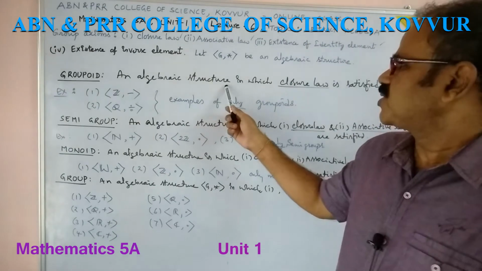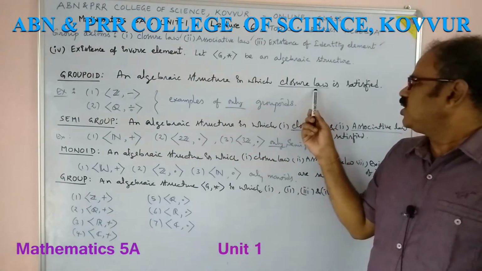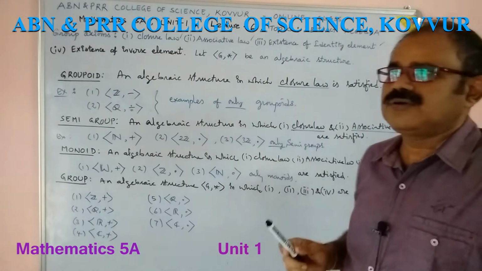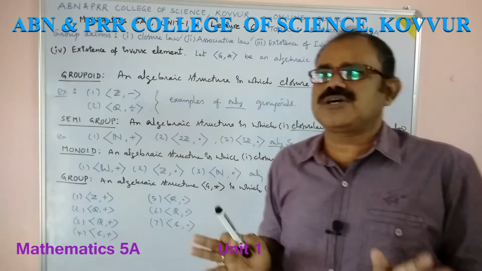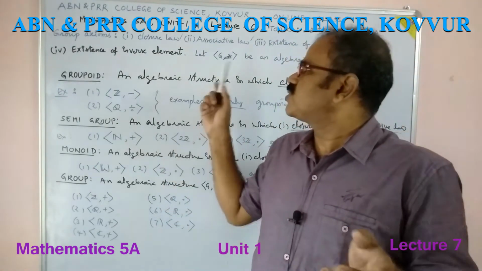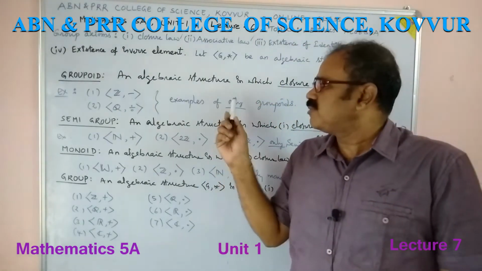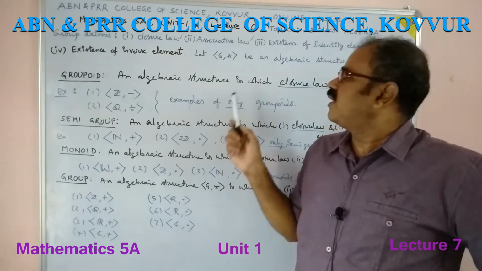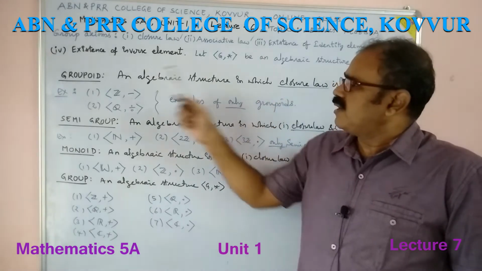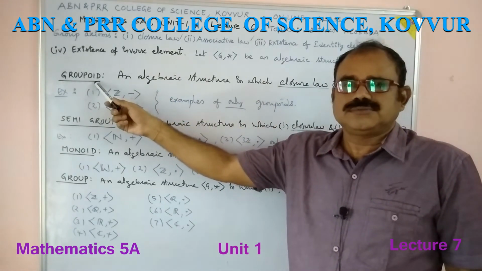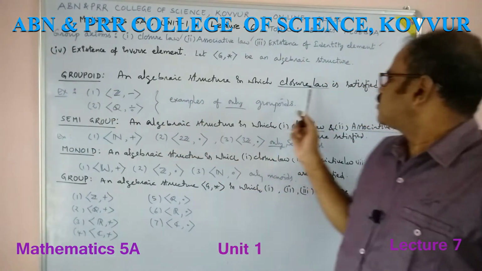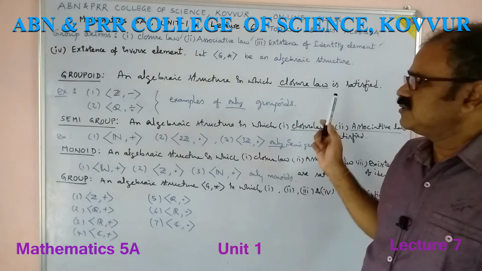An algebra structure in which only closure law is satisfied. Only closure law is satisfied. Suppose G star is an algebra structure, A comma B belongs to G, and A star B belongs to G. Then we say G star is a groupoid. It is named as groupoid. Only closure law is satisfied.